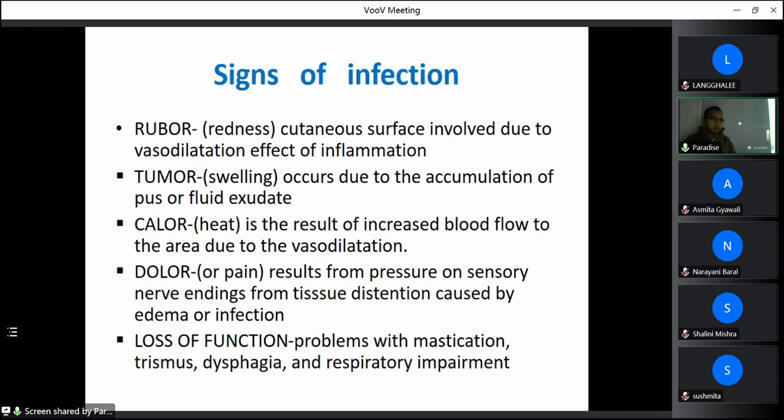Whenever there is infection, the body will produce inflammation as well. There is dolor, or pain, which results from pressure on sensory nerve endings from the tissue distension caused by edema or infection. And finally, there will be loss of function: problems with mastication, trismus, dysphagia, and respiratory impairment.